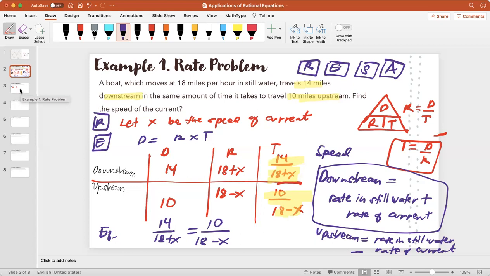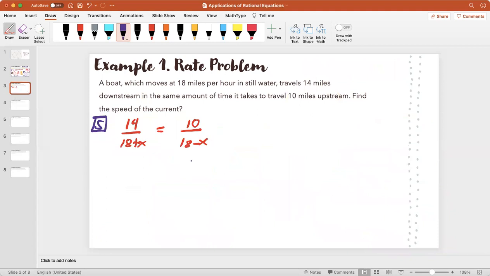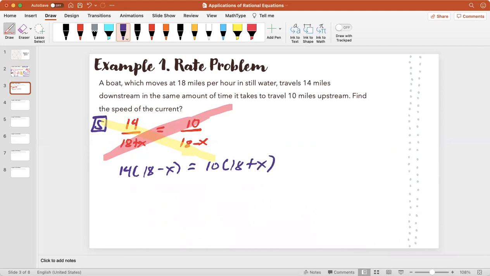All right, so let us solve this equation. 14 over 18 plus x equals 10 over 18 minus x. This is a rational equation which can be solved by simply doing cross multiplication. So we can cross multiply. What do we have now? We have 14 times 18 minus x equals 10 times 18 plus x. So that's how cross multiplication works. It's easier than using LCD.